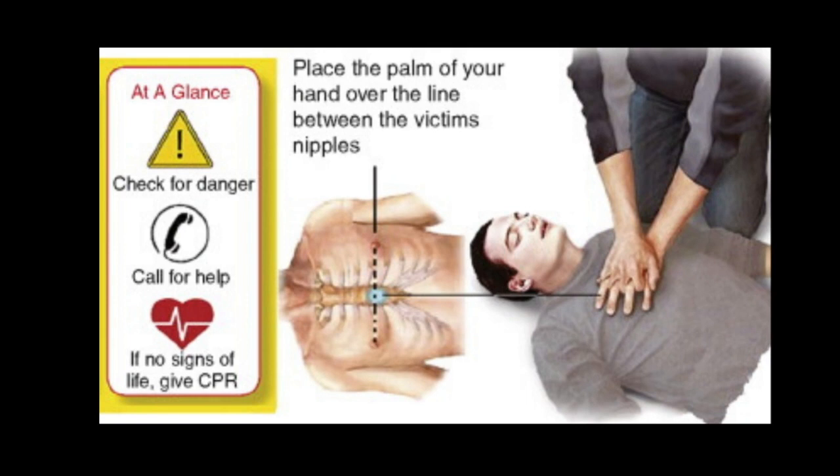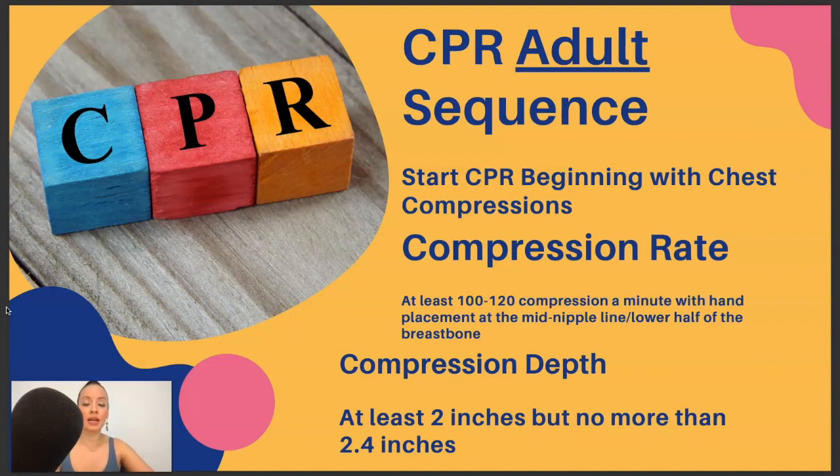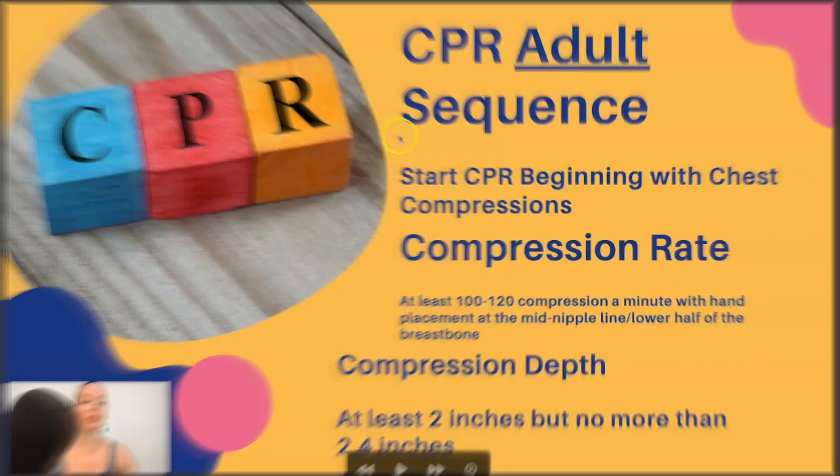So the song you can think of is "Staying Alive." It's 100 to 120 compressions a minute, okay? And you want to go at least 2 inches, but no more than 2.4 inches. At least 2 inches, that's usually on the test also.